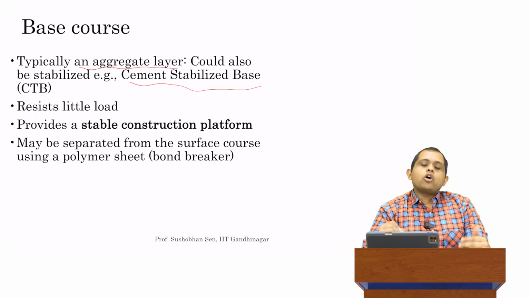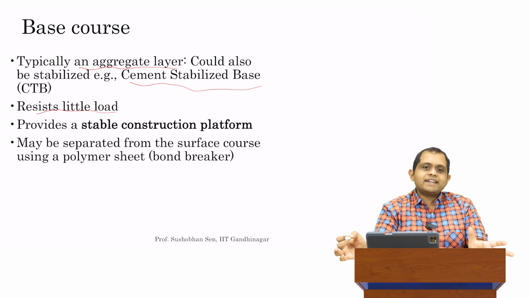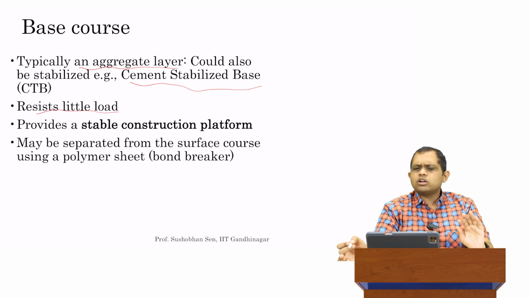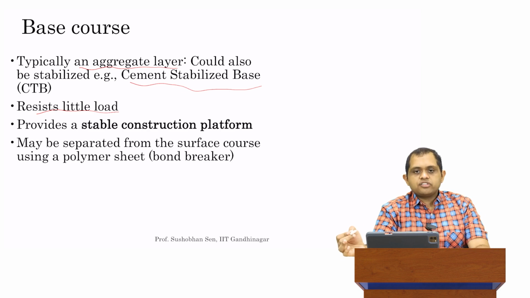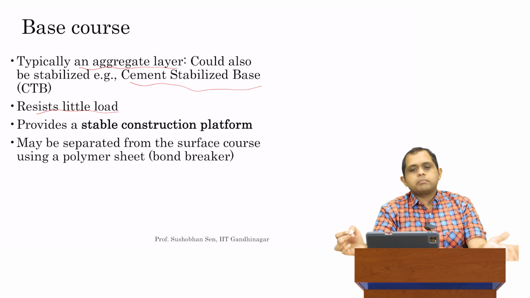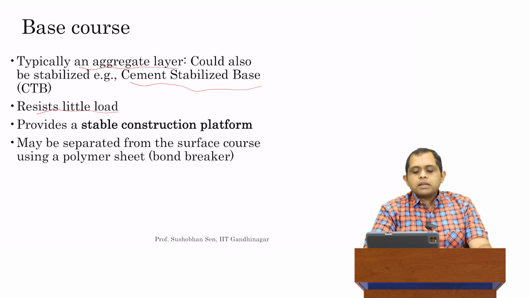Now, a CPB or an aggregate layer cannot actually resist a very large amount of load. In other words, their tensile strength or load capacity is not very high, particularly if you compare it to the surface course, which is made of PCC. But as I mentioned, they don't need a high load resistance because a vast majority of the load is taken by the surface course. Instead, the main purpose of having a base course is to provide a stable construction platform.